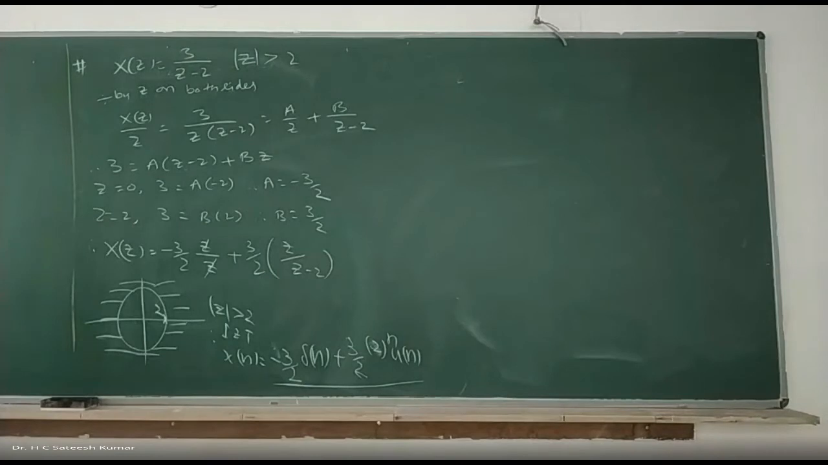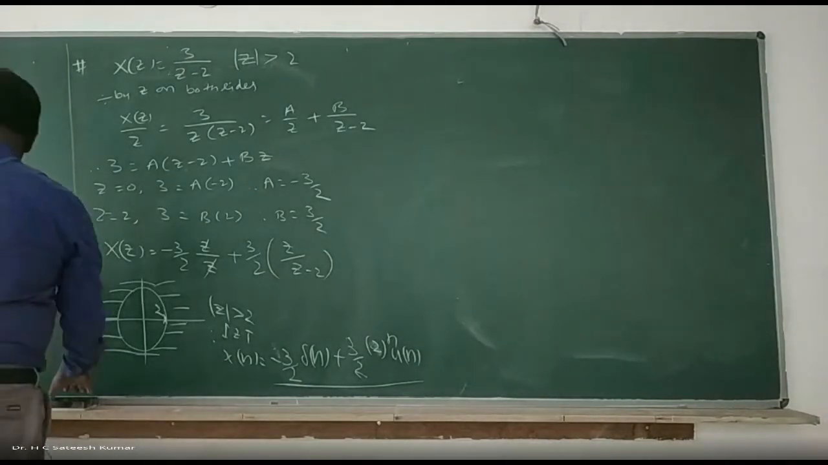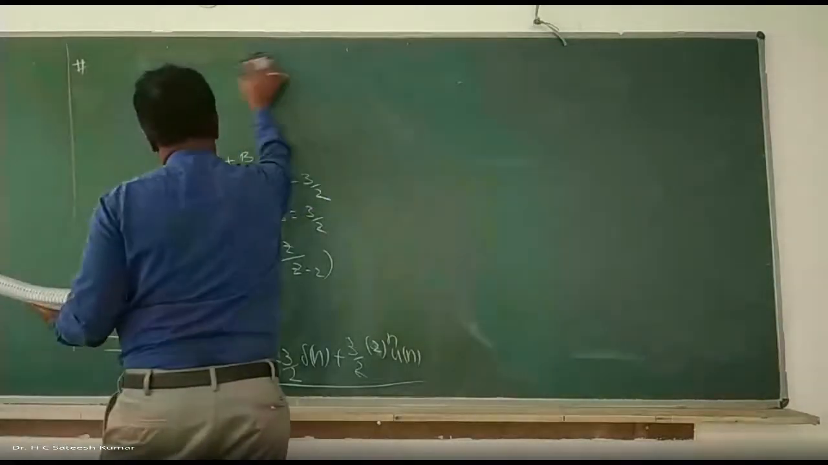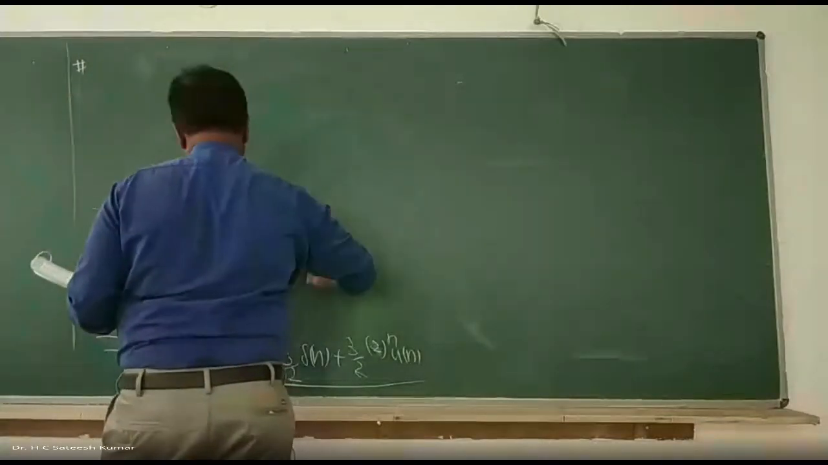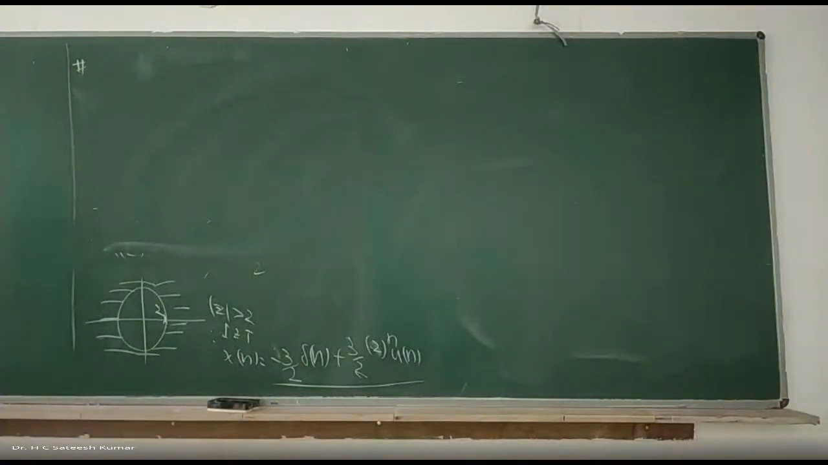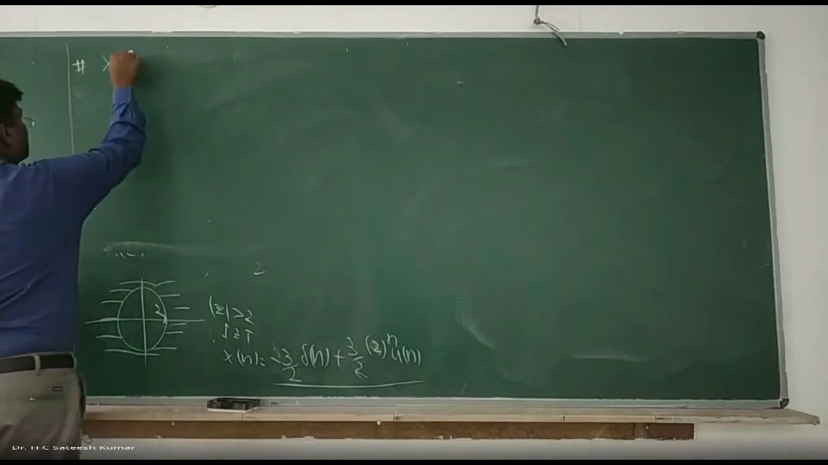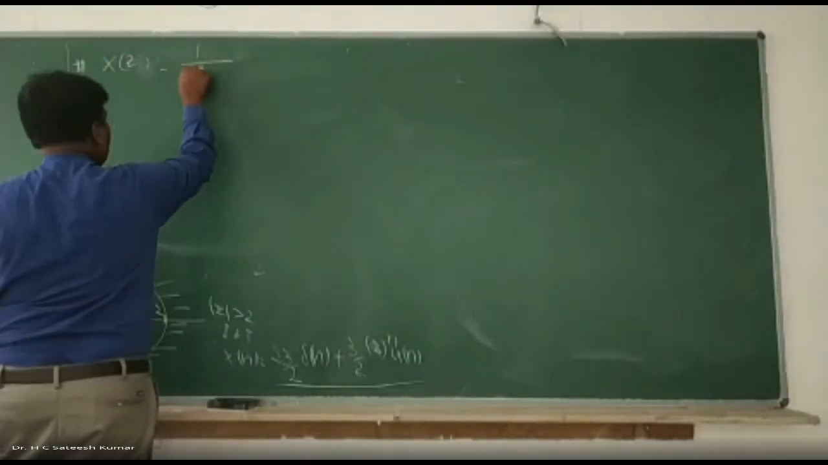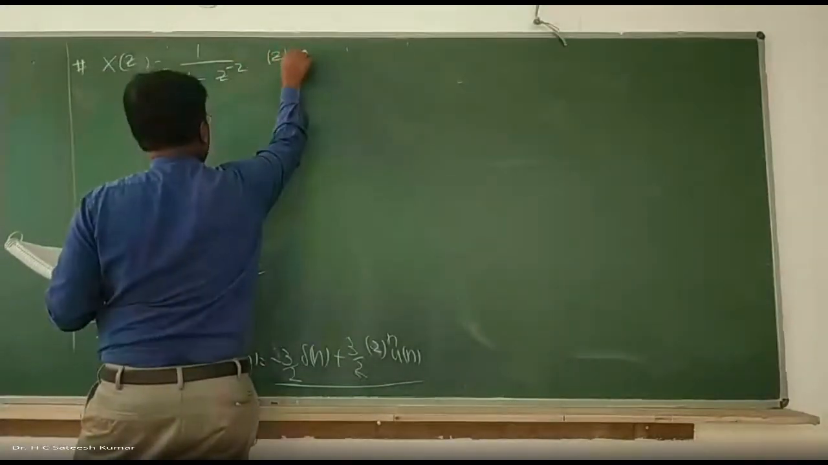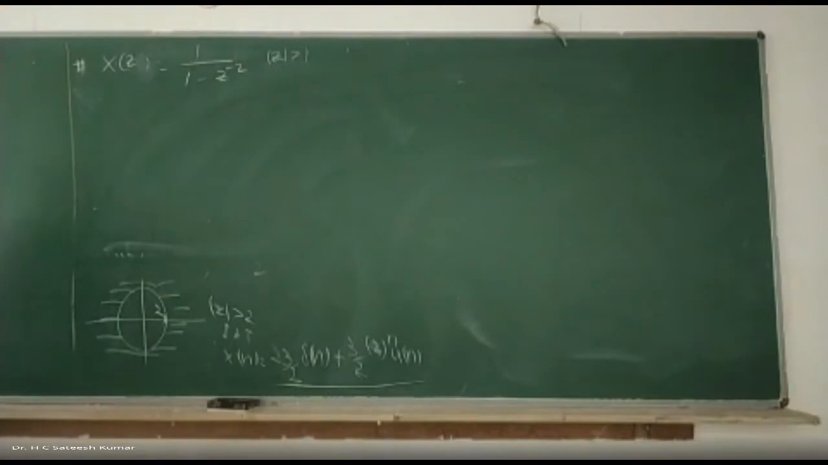Another examination problem which was asked twice in the examination for 4 marks. Find the inverse Z transformation of X of z is equal to 1 divided by (1 minus z to the power of minus 2) with ROC mod z greater than 1. How will you do this?